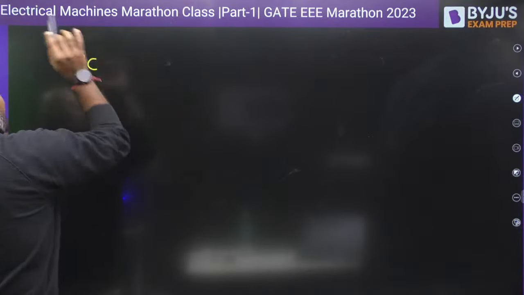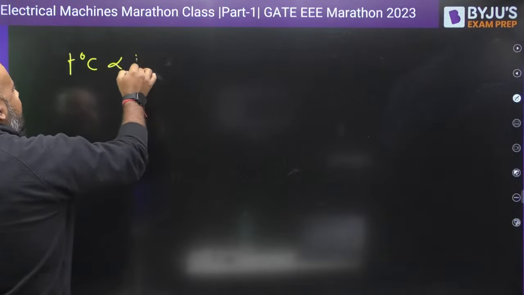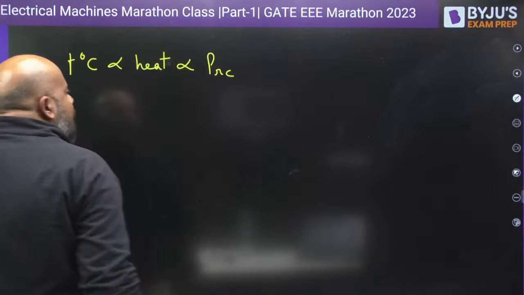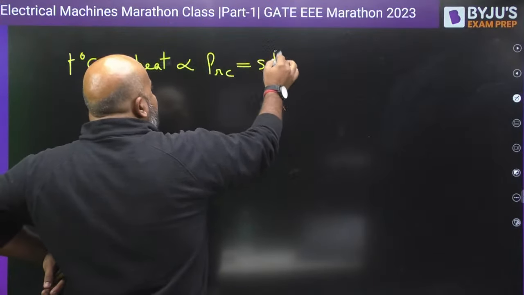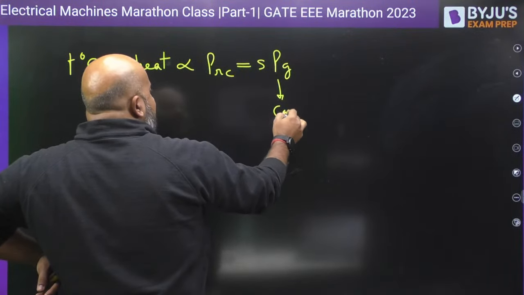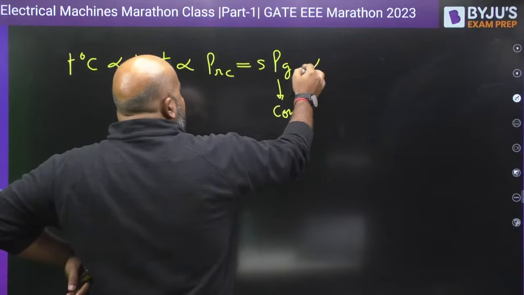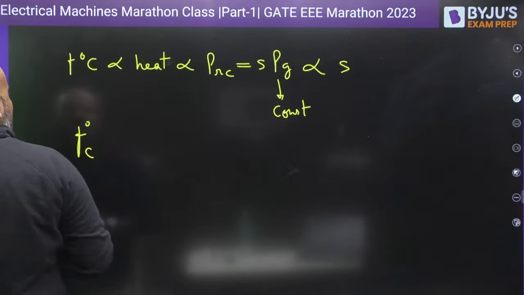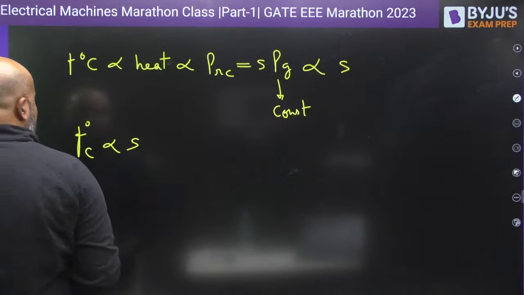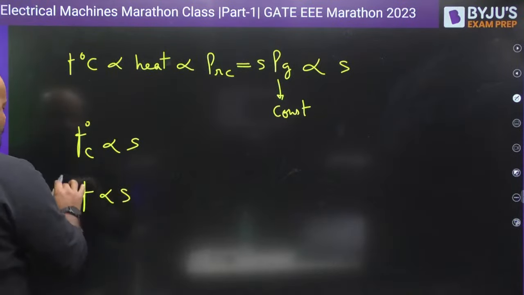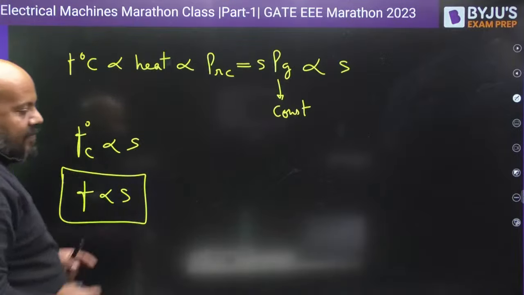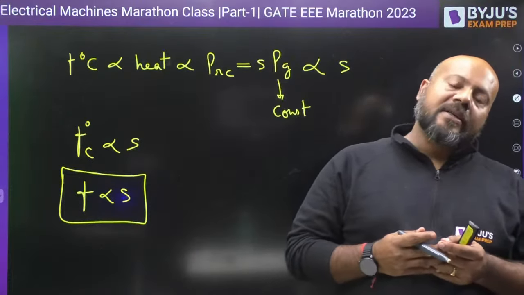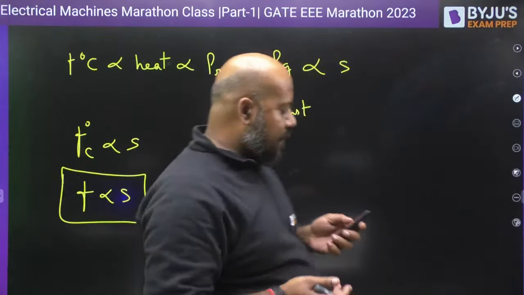The temperature at which your motor is operating is directly proportional to the heat. Heat is directly proportional to the rotor copper losses. Rotor copper losses are slip times Pg, and the air gap power Pg is constant. Just now you have seen this. So can I say the temperature is directly proportional to slip? Yes or no? Basically I have to find the slip in both the cases, and by comparing the slip I can find whether there is a temperature rise or temperature drop.